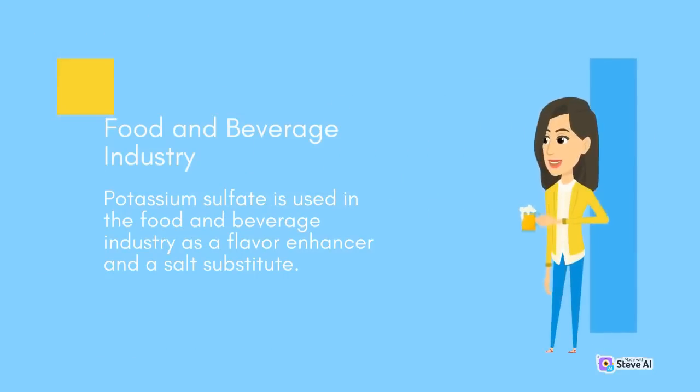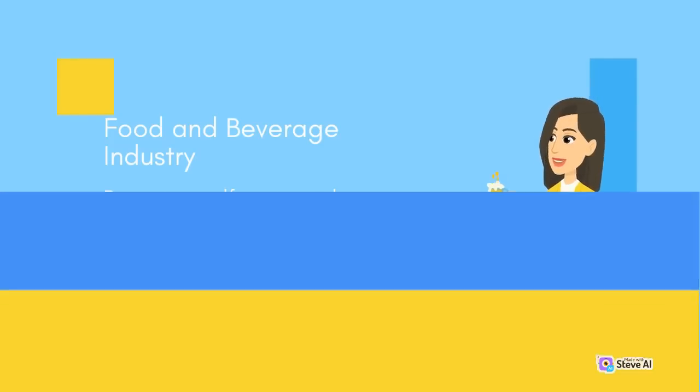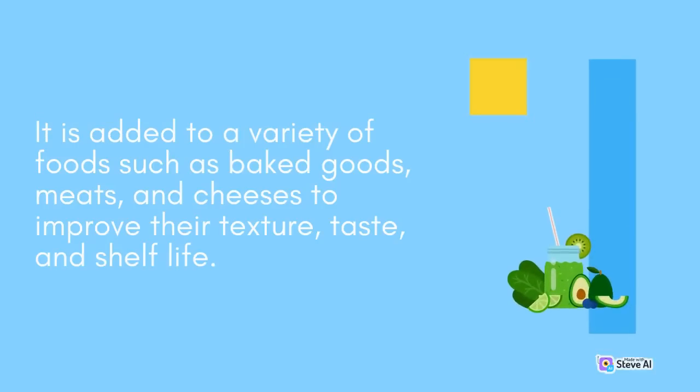Food and beverage industry. Potassium sulfate is used in the food and beverage industry as a flavor enhancer and a salt substitute. It is added to a variety of foods such as baked goods, meats, and cheeses to improve their texture, taste, and shelf life.